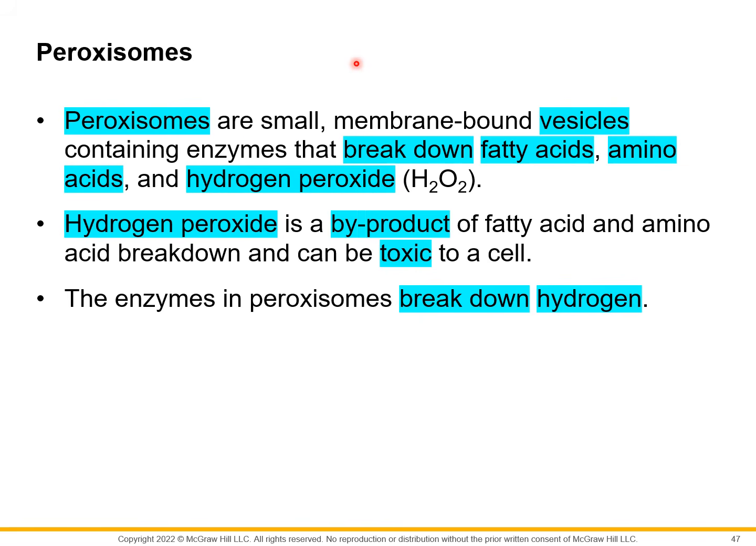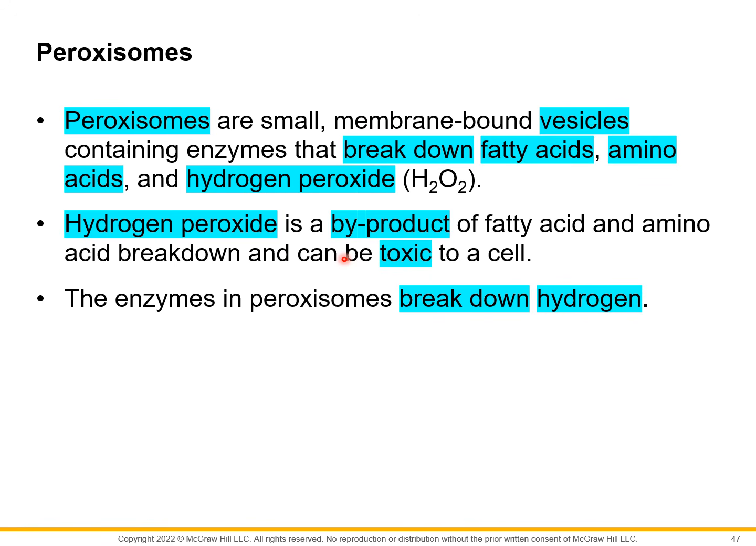Next are peroxisomes. Peroxisomes, these are small membrane-bound vesicles that have the capability to break down fatty acids, amino acids, and hydrogen peroxide. Pero for this discussion, let's focus on hydrogen peroxide. Hydrogen peroxide is a byproduct of fatty acid and amino acid breakdown. So basically, kung dinigest daw po natin yung mga food items that contains fatty acids or amino acids, this could create hydrogen peroxide. Now, excessive amounts of hydrogen peroxide is actually toxic or harmful to our cells.